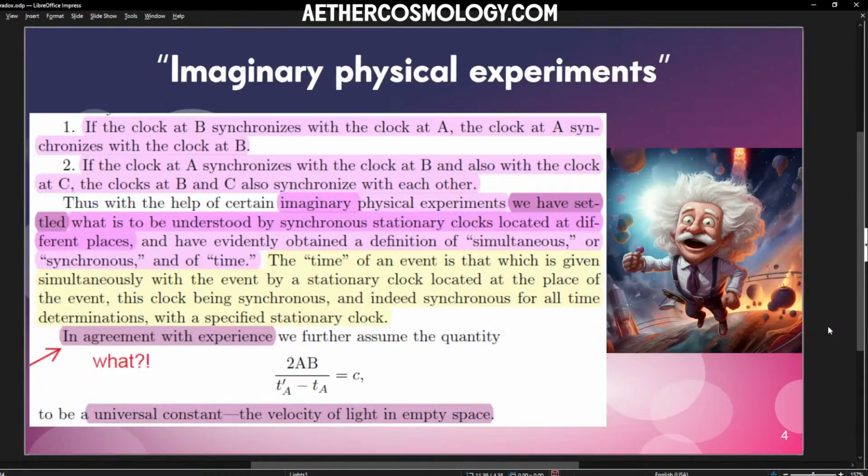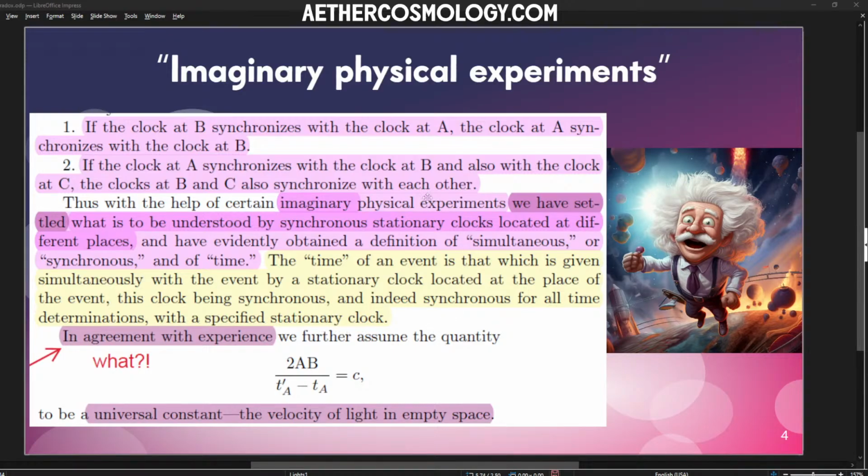And then just moving on here, so here is him deriving c as a constant, and he gives his example. He uses an atomic clock example here, and then he says, thus, with the help of imaginary physical experiments, we have settled what is to be understood by synchronous stationary clocks located at different places, and have evidently obtained a definition of simultaneous or synchronous and of time. The time of an event is that which is given simultaneously with the event of a stationary clock located at the place of the event, this clock being synchronous, and indeed synchronous for all time determinations, with a specified stationary clock.